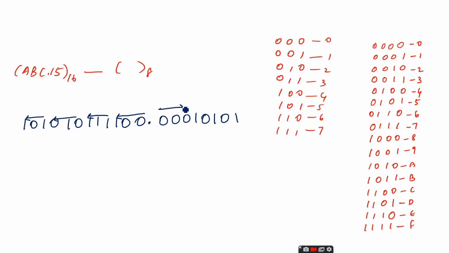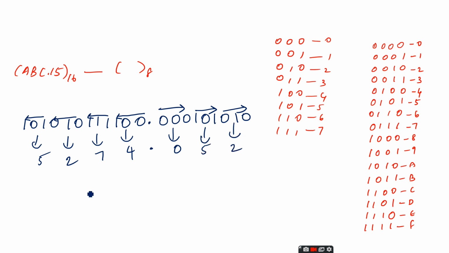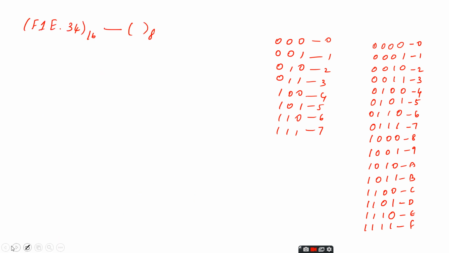Now here, first group of 3 bits, second group. Now it is only 2 bits. By adding 0, it became 3 bits. Now 101, that is 5, 010, 2, 111, 7, 100, 4, point 000, 0, 101, 5, 010, 2. So the answer is 5274.052 base 8. This is the answer.